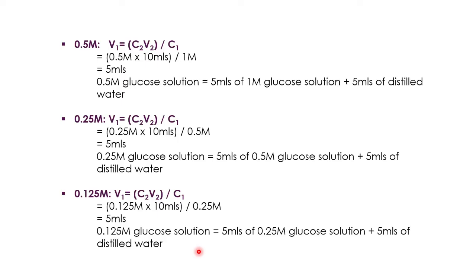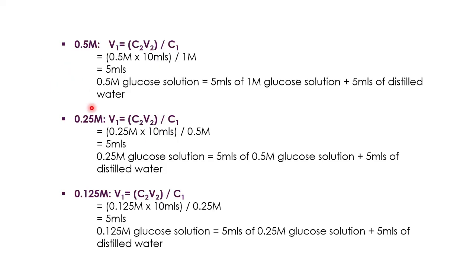Also, using the equation C1V1 equals C2V2 and making V1 the subject, we have V1 equal to C2V2 all divided by C1. So substituting the values into the equation, we have our V1 to be 5 mils. So what it means is that to prepare the 0.5 molar glucose solution, we need 5 mils of the 1 molar glucose solution, and we add 5 mils of distilled water to it to prepare this concentration.